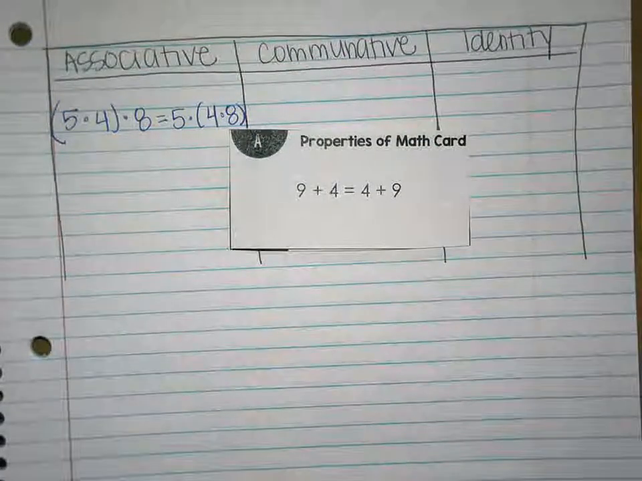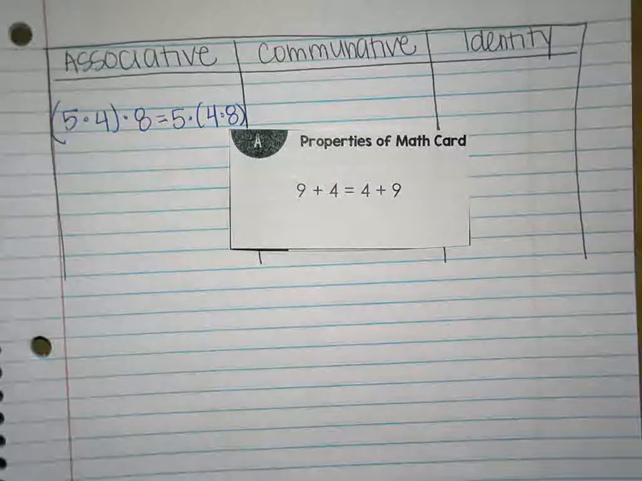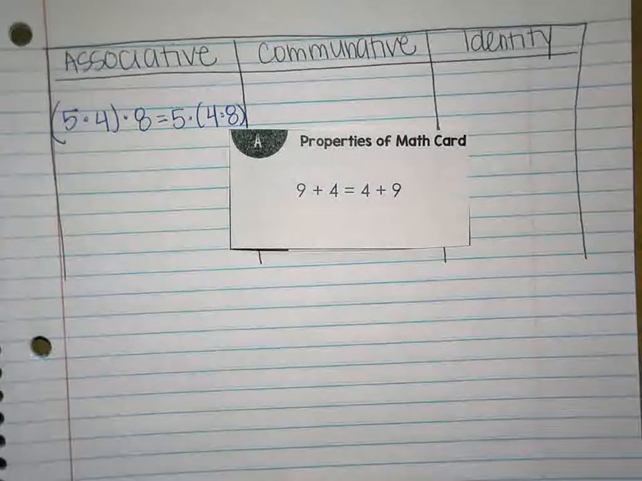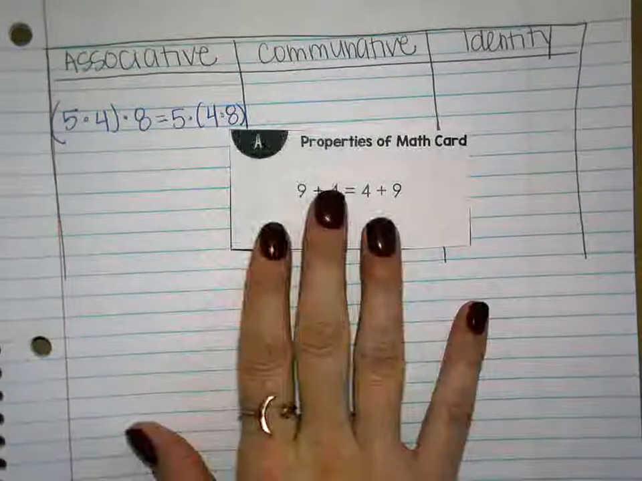Last one. 9 plus 4 equals 4 plus 9. What'd you tell me, Trevor? Commutative. It is commutative because the only thing that changes is the order.